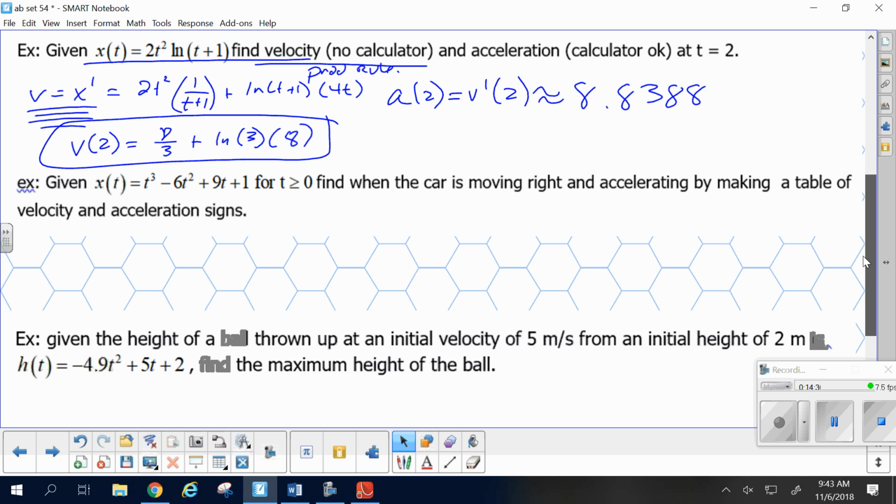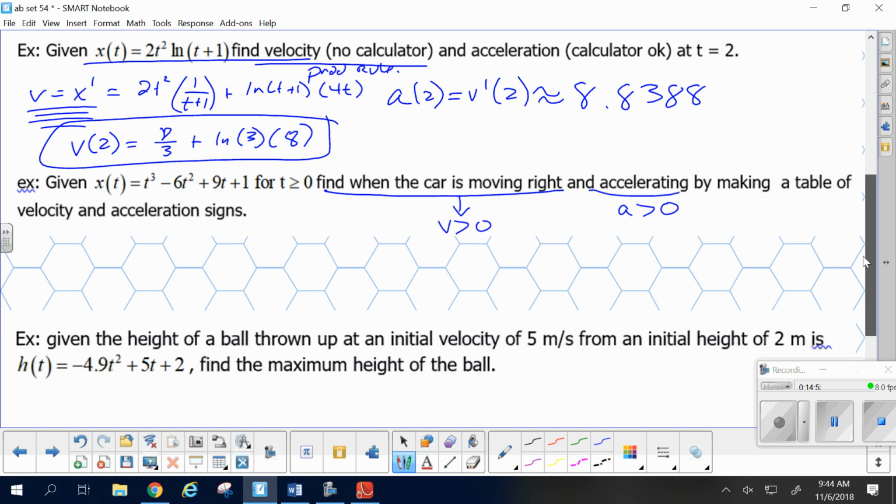Would you talk to me about how I could take this position function and find when the car is moving right? You would start by making a calculus connection. Moving right implies what? Velocity is positive. And accelerating. Our book uses acceleration versus deceleration. Accelerating in our book, therefore, implies acceleration is positive, by making a table of velocity and acceleration signs. So, let's talk about this.